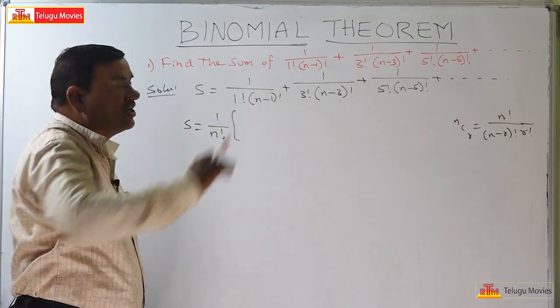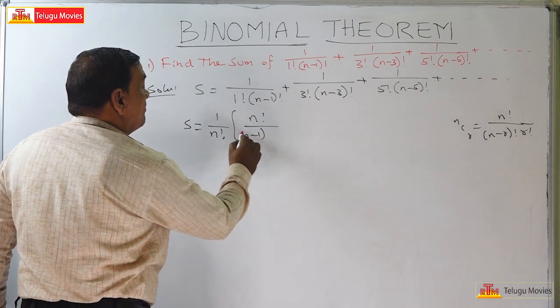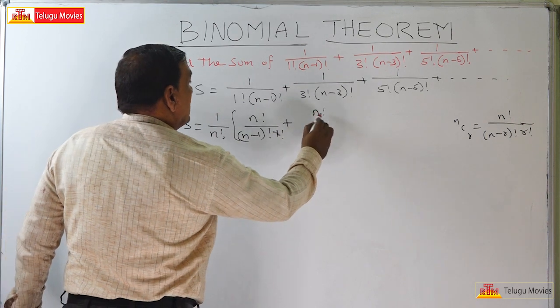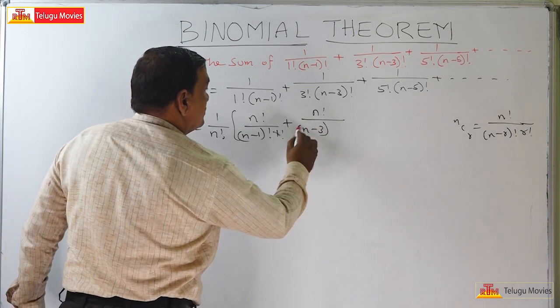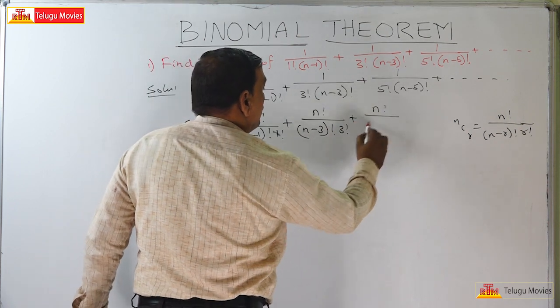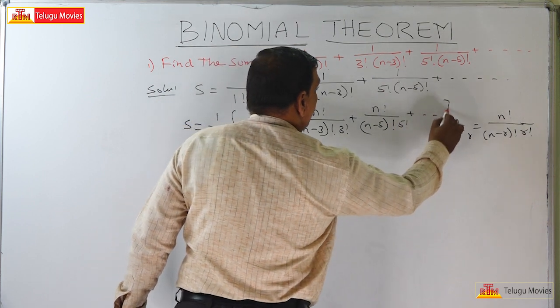So, multiply each term with n factorial. So, this is equal to n factorial by (n minus 1) factorial into 1 factorial plus n factorial by (n minus 3) factorial into 3 factorial plus n factorial by (n minus 5) factorial into 5 factorial plus so on.